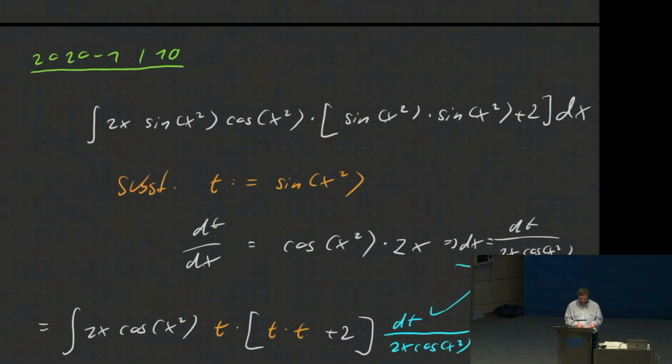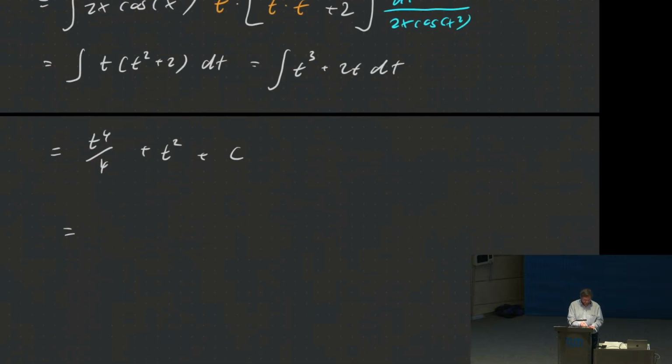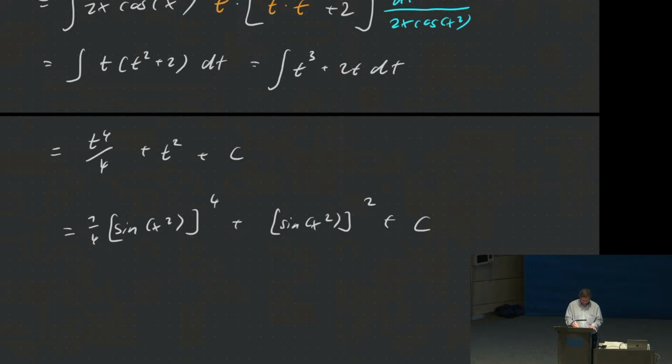And then I just undo the substitution. So remember, t was sine x squared. So what I have is a quarter sine x squared to the power of 4 plus sine x squared to the power of 2 plus some constant. Right, so basically what this really is, is just a simple polynomial in disguise. That's why I say it looks terrifying, but it's actually really easy.